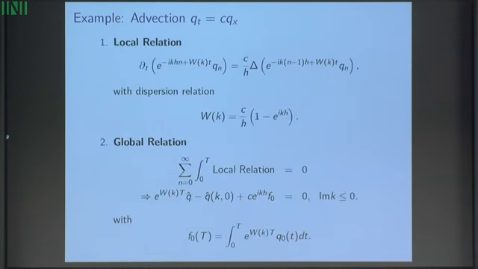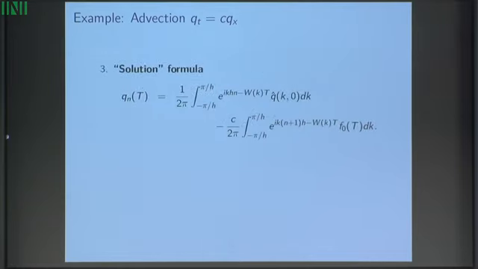So from this global relation, if I solve for this q hat at capital T and then Fourier invert, I end up with what I'm calling the quote-unquote solution formula. Yes, it is a correct expression for the thing that I'm looking for, but it's kind of useless because it depends on things that I don't know. Okay, so it's not really a solution formula.